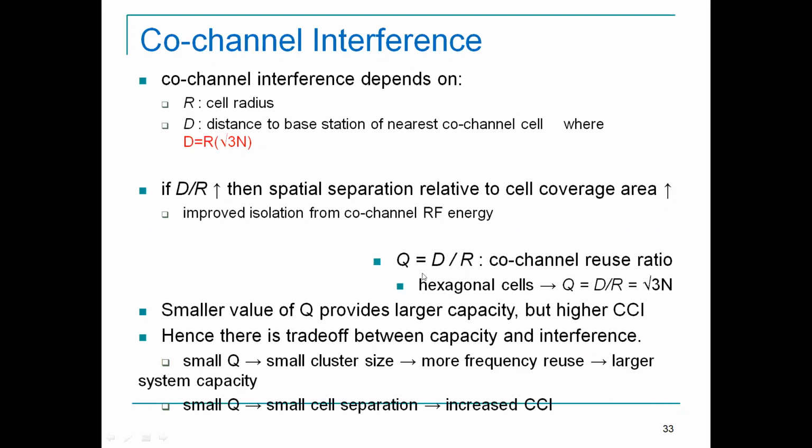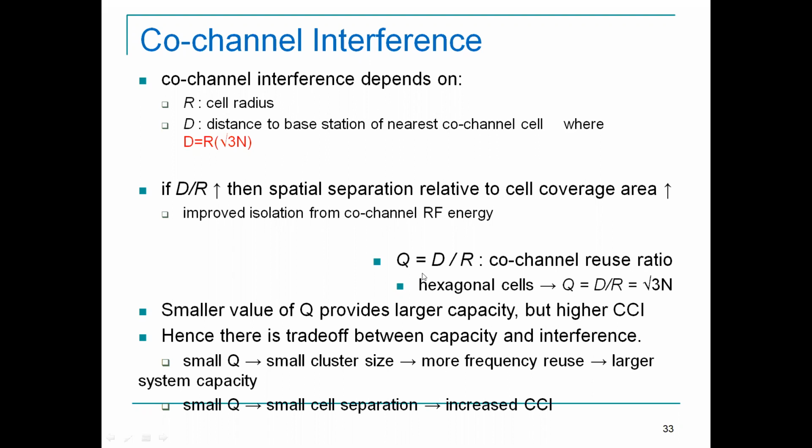Whereas Q is equal to D by R, which is nothing but the co-channel reuse ratio. For hexagonal cells, Q is equal to D by R is equal to root of 3N. Right, that is the co-channel reuse ratio.